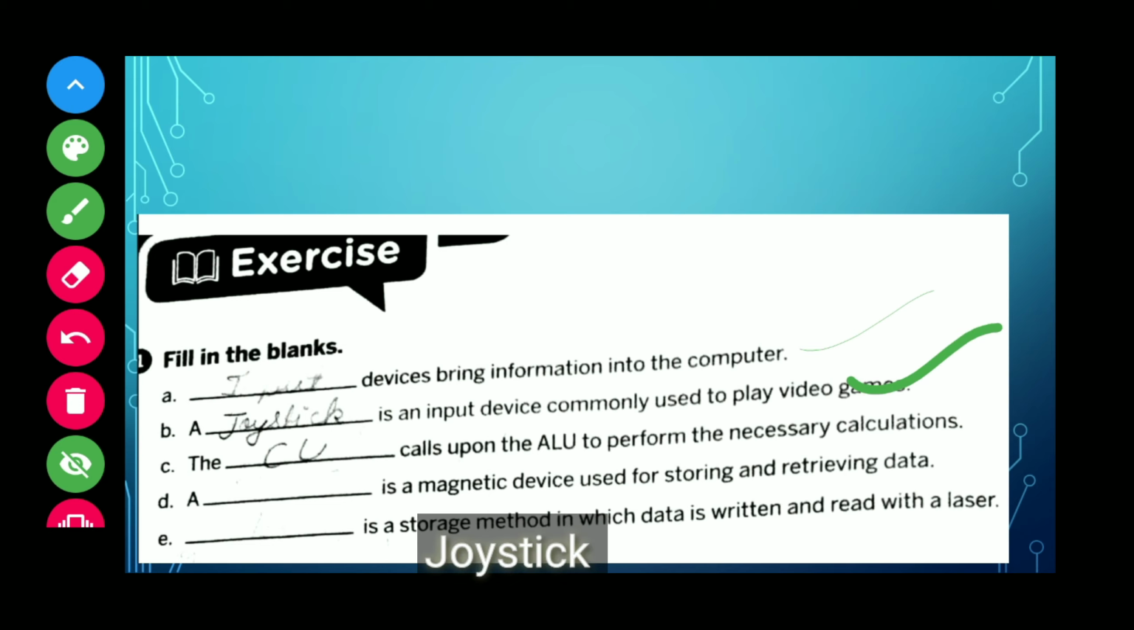Then our third fill in the blanks is there. The dash calls upon the ALU to perform necessary calculations. So it is CU, control unit.